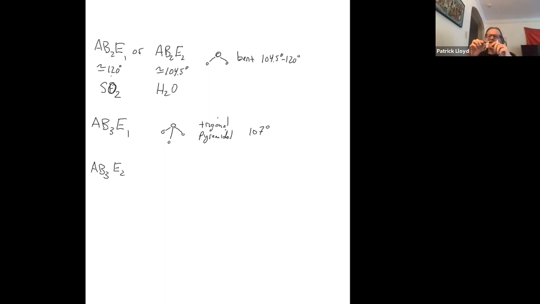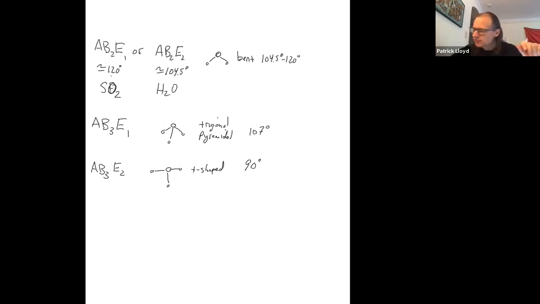So this one's funky. Essentially it's your trigonal bipyramid where you have 5 attachment points, but 2 are lone pairs. So it ends up doing something like this. You've got the AB2 there, and then the third one is down here. It looks like a T. So the actual arrangement looks like that, and it's called T-shaped. 90 degrees, right? So if you get AB3E2, you got your T-shape.